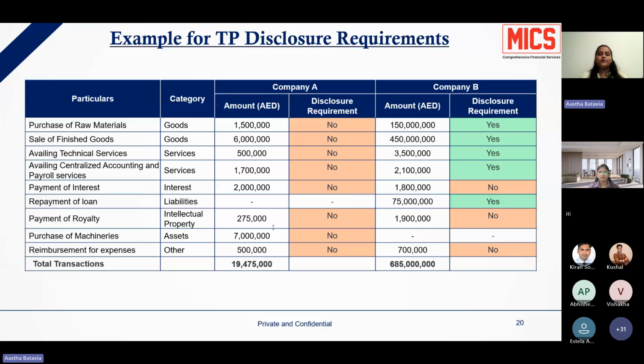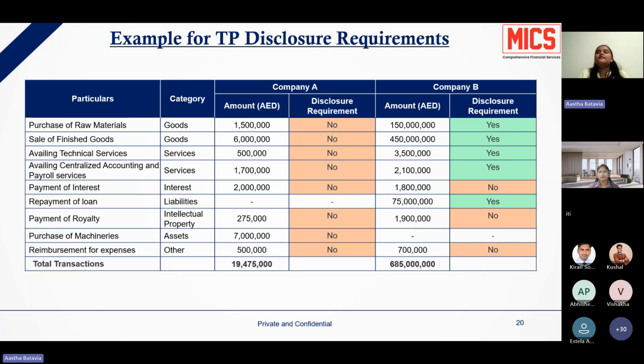So just to summarize, for company A, since total related party transactions when aggregated are below AED 40 million, no disclosure is required, even if some individual transactions exceed the AED 4 million category threshold. For company B, since the total is above AED 40 million, disclosure requirements are triggered, but only those categories of transactions where the transaction value exceeds 4 million must be reported.